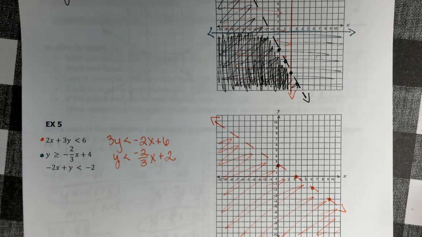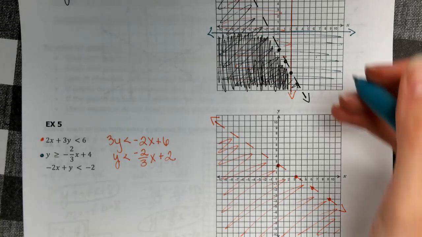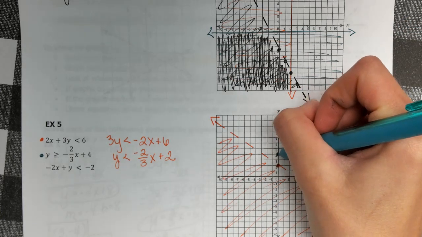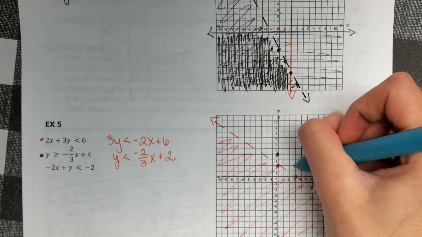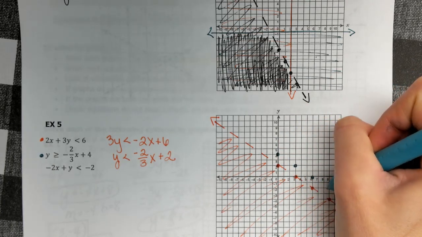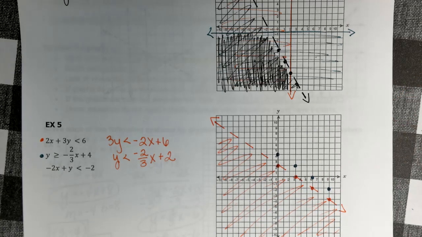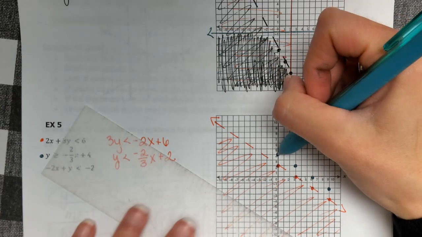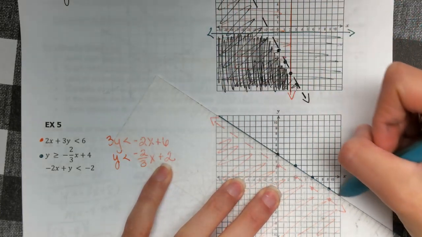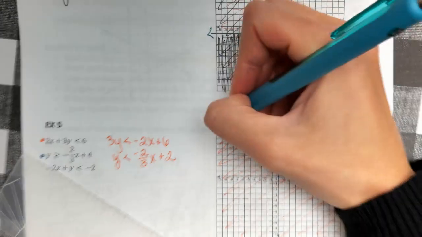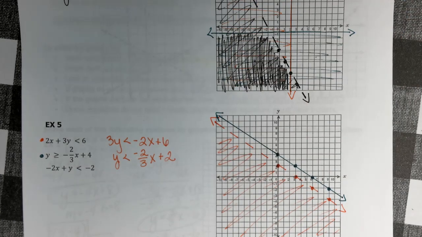The next one, y is greater than or equal to negative 2/3 x plus 4. I'm going to put 4 on my y-axis and go down 2 to the right 3 again. This one's going to be a solid line. Shaded where?